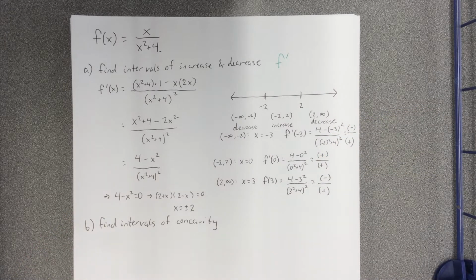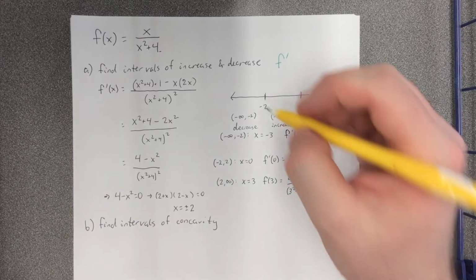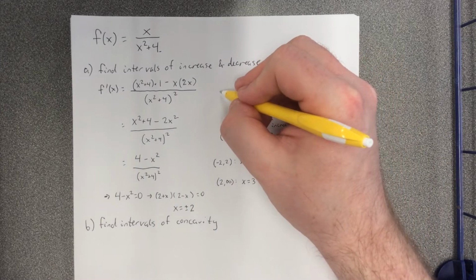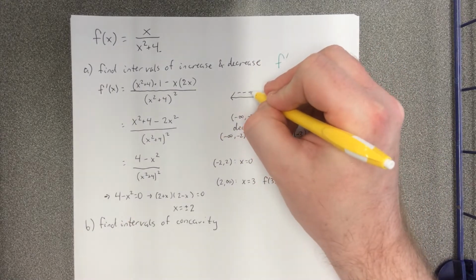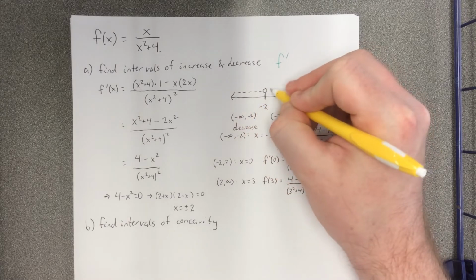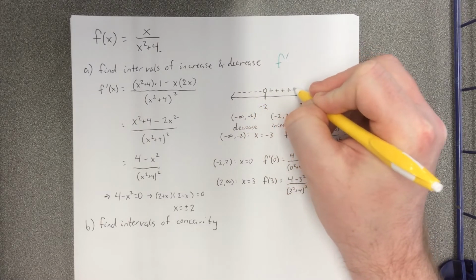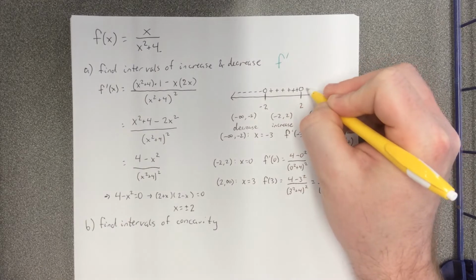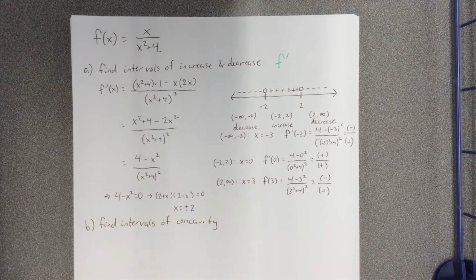Good, so that takes care of the intervals of decrease. So what we just got is that the original function will be decreasing up until -2, where it will then increase until we get to +2, where it will continue to decrease once again.